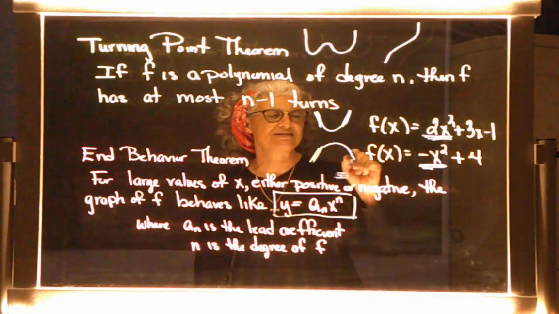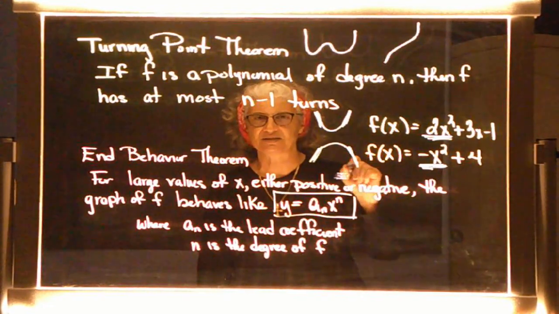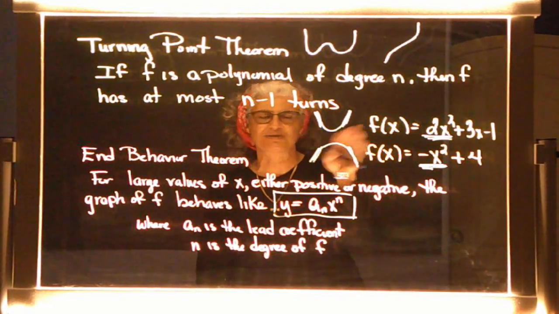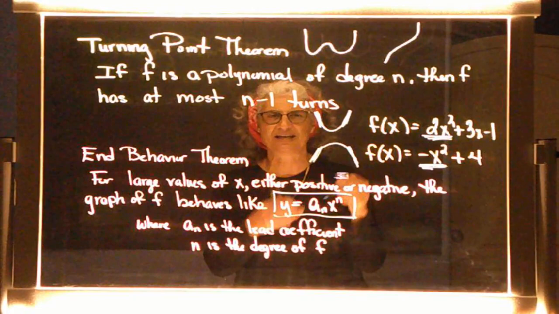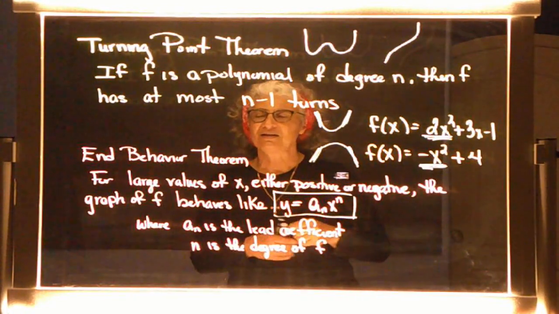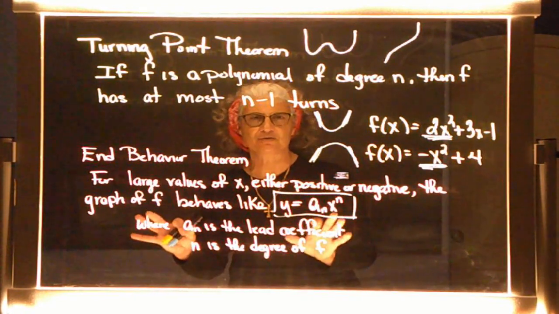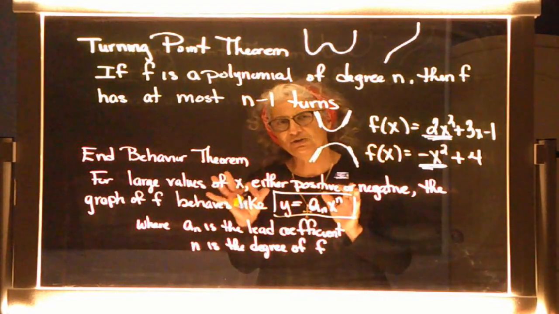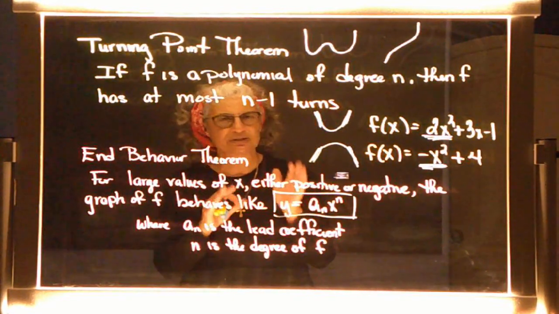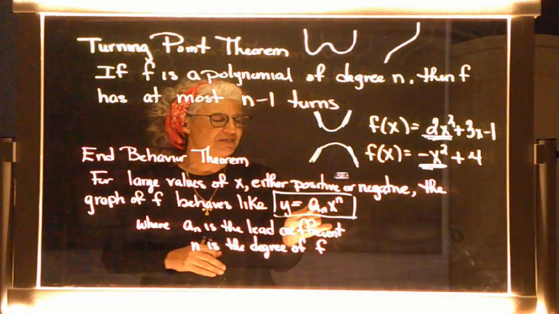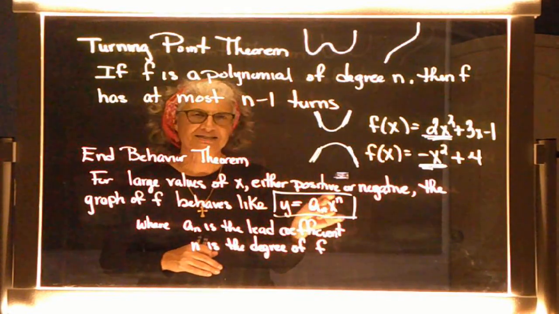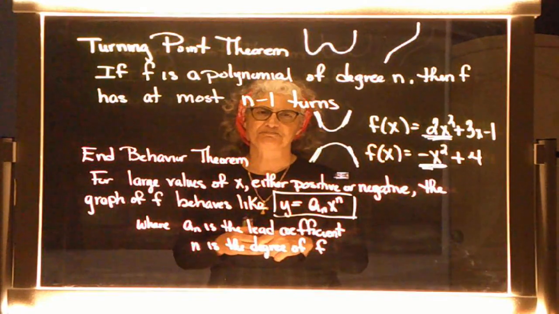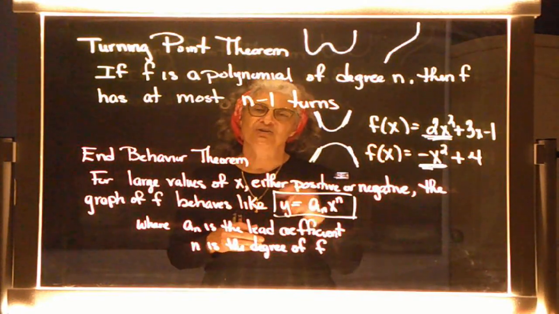So the ends are going to behave like this. The ends are both going to be going down. The middle is going to change, but not the ends. Are you with me? That's the deal for this end behavior theorem. It's telling you if you really want to know the shape of the polynomial when you graph it, you really only need to look at the lead coefficient and the degree of the polynomial. Cool? Okay, so hang in there.